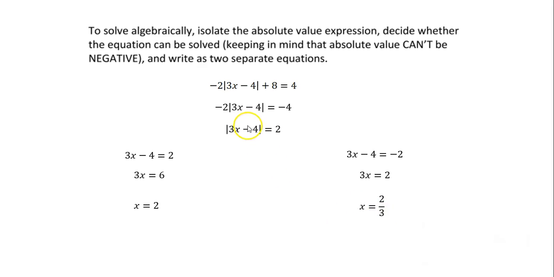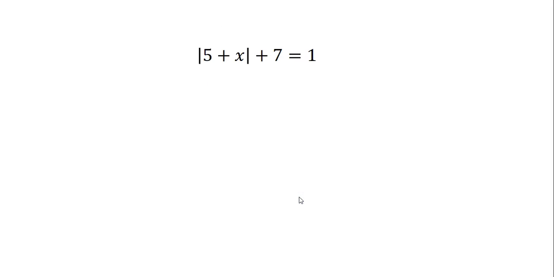So the solution to this equation is that x could be 2, or x could be 2/3, because if you plug in 2, then this whole side will be equal to 2 in absolute value. It works. If we plug in 2/3, it'll be -2. That also has an absolute value of 2, and we'll end up with 4. So that's how we solve it algebraically. A little bit neater than graphing.